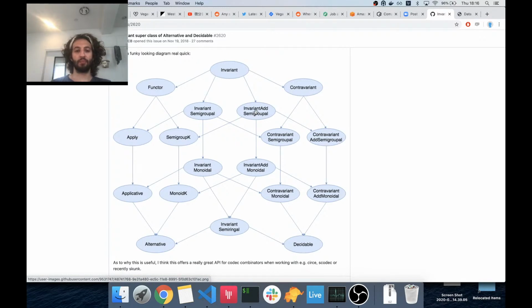Yeah, and so basically what's in cats right now is only the product side of this. So we have invariant, invariant semigroupal, invariant monoidal, applicative, alternative, apply, functor, contravariant, contravariant semigroupal, contravariant monoidal. And then what's missing are invariant add semigroupal, invariant add monoidal, invariant semi-ringal, which I called this superclass of alternative and decidable.